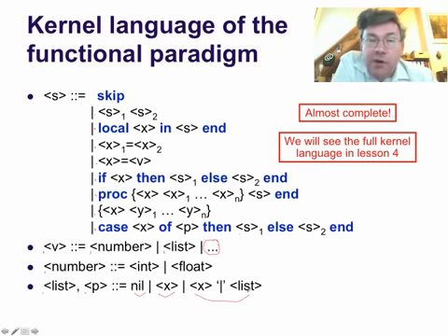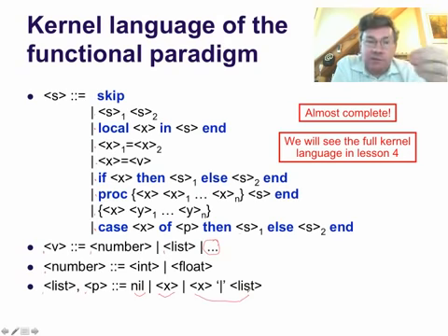So this is the kernel language you've seen up to now. It's almost complete, and we will see the complete one in lesson 4. So now we're going to see the definition of append, and then we'll see its translation into kernel language, and we'll see why this shows that it's tail recursive.